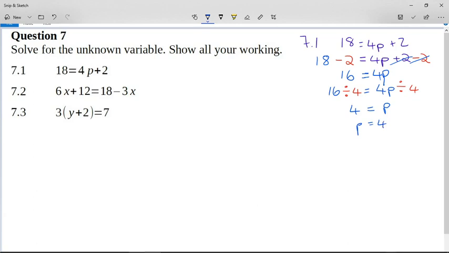And then you can go back and check. If we put a 4 inside here, 4 times 4 is 16, plus 2 is 18. We've solved the equation properly.